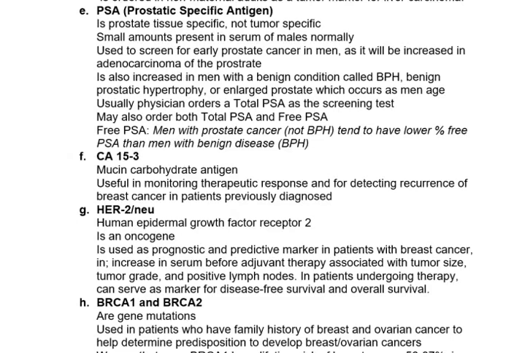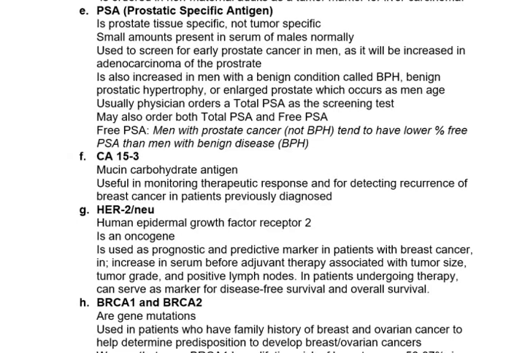PSA is next, or prostatic specific antigen. It is prostate tissue specific, not tumor specific. A small amount is present in serum of males normally. It's used to screen for early prostate cancer in men, and it will be increased in adenocarcinoma of the prostate. Adenocarcinoma is referring to a malignant tumor in the granular structure.